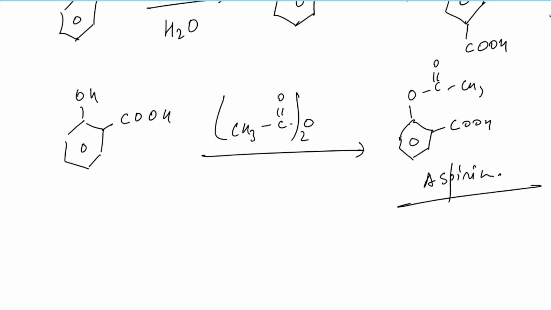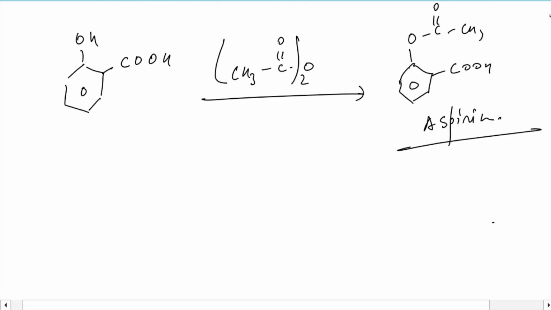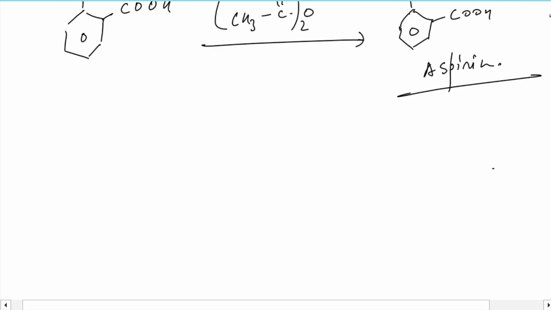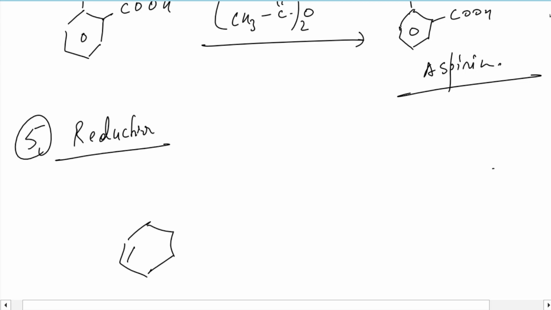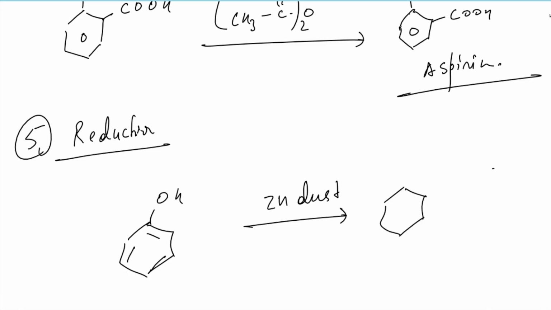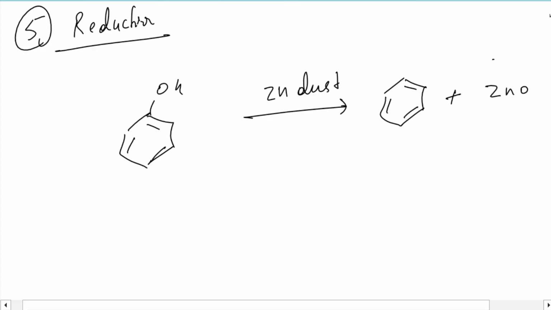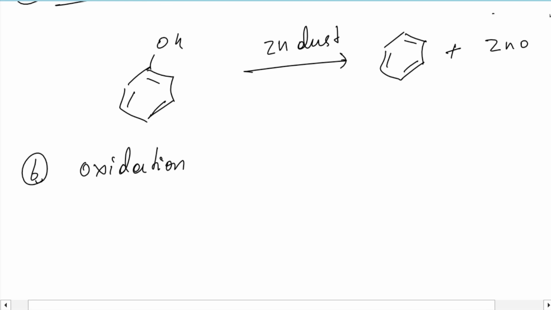Next to this are the reduction and oxidation reactions of phenol. Fifth is reduction and sixth is oxidation. Reduction of phenol will give you benzene, it's just giving us benzene plus ZnO. And then oxidation of phenol gives us benzoquinone.